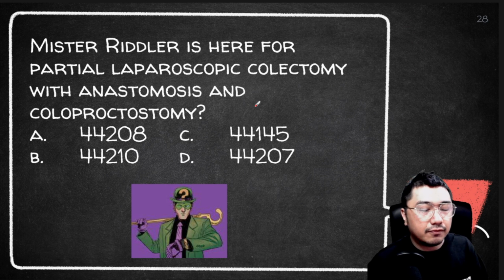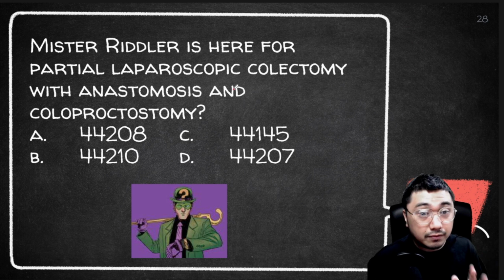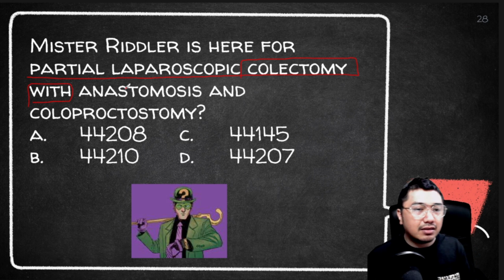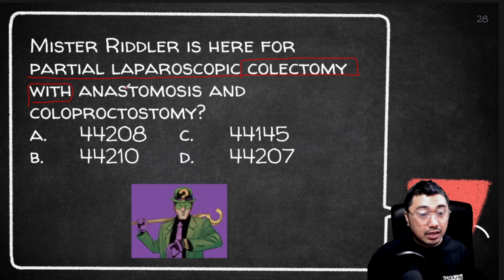Mr. Widler is here for partial laparoscopic colectomy with anastomosis and coloproctostomy. What are the things that you need to highlight? Again, the main term, the main procedure performed, other procedures performed. He is here for partial laparoscopic colectomy. So highlight colectomy with anastomosis. If you see the word with, that is going to be the extra procedures that were performed. But go with your main term, colectomy.